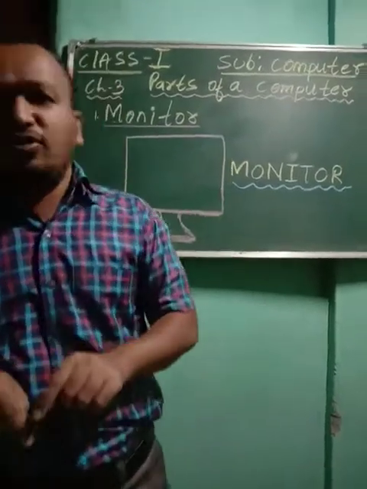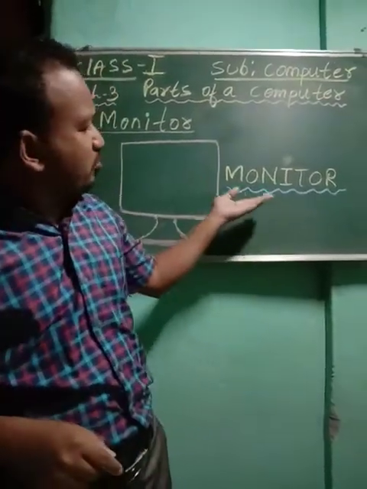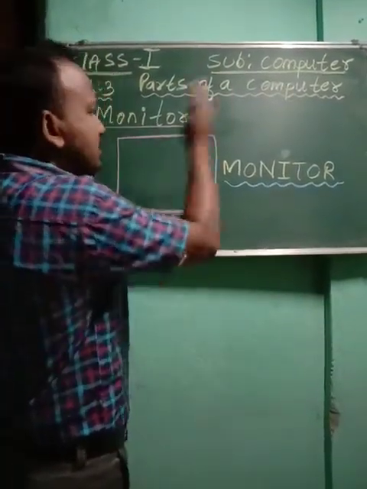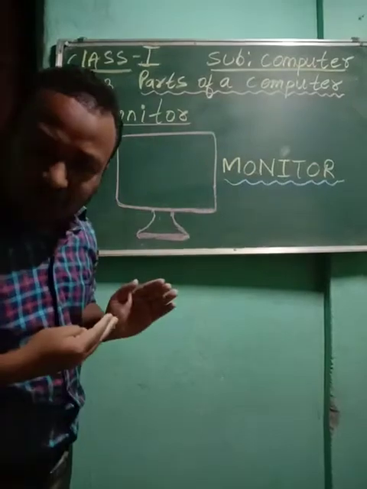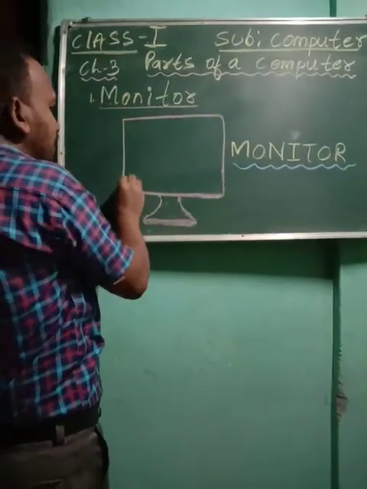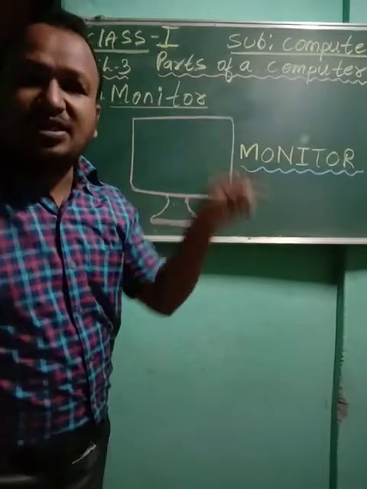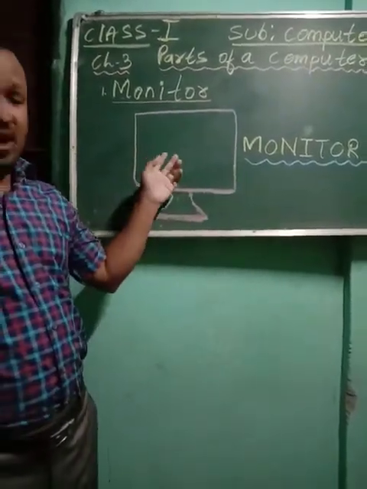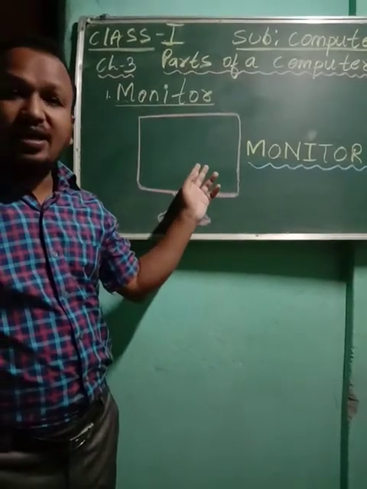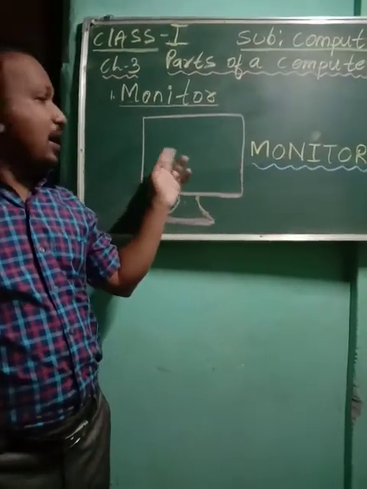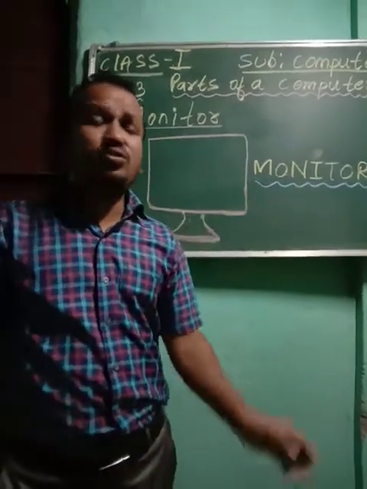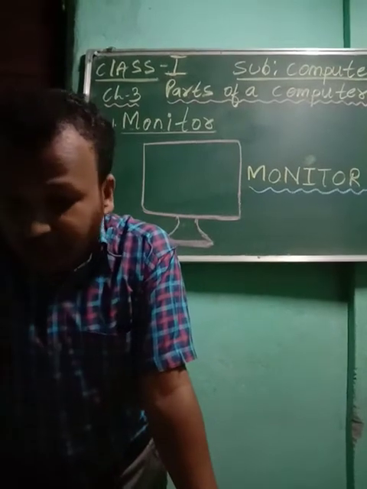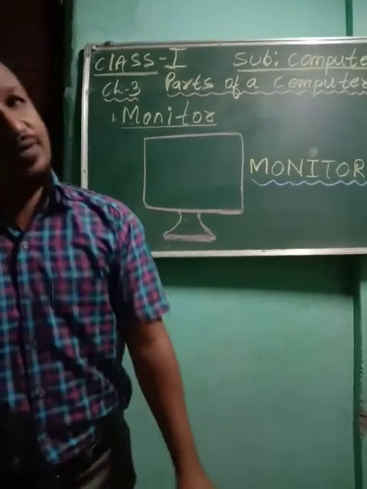You all have a television in your home. So this monitor is also similar to a television. Whatever we have learned, there are different parts of a computer, and this is the main part, your monitor. So this monitor looks like this. Please look at the blackboard. It is like a television screen. This monitor is also a part of your computer.